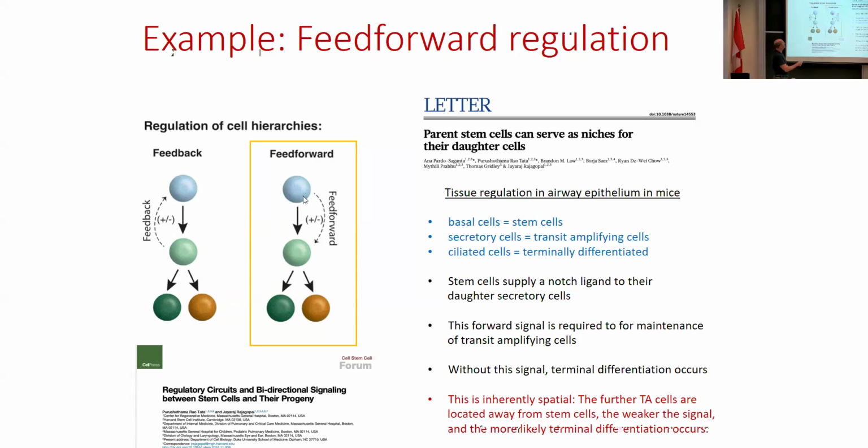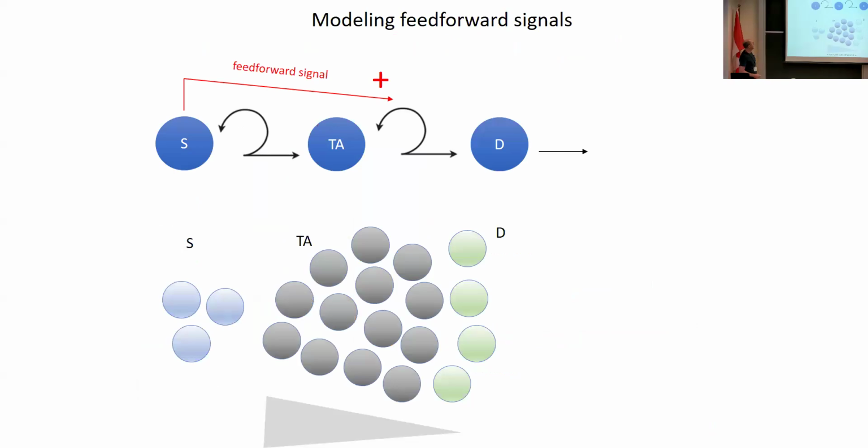The stem cells produce factors that allow their descendants to maintain their transit amplifying status. If they don't receive that signal, they differentiate out. And that is an intrinsically spatial mechanism because it depends on the vicinity of the transit amplifying cells to the stem cells. So the stem cells produce this factor. There's lots of it here. So all these cells around it will receive the signal and maintain transit amplifying cell or progenitor status. As you move further away, the signal gets weaker and they start differentiating out.